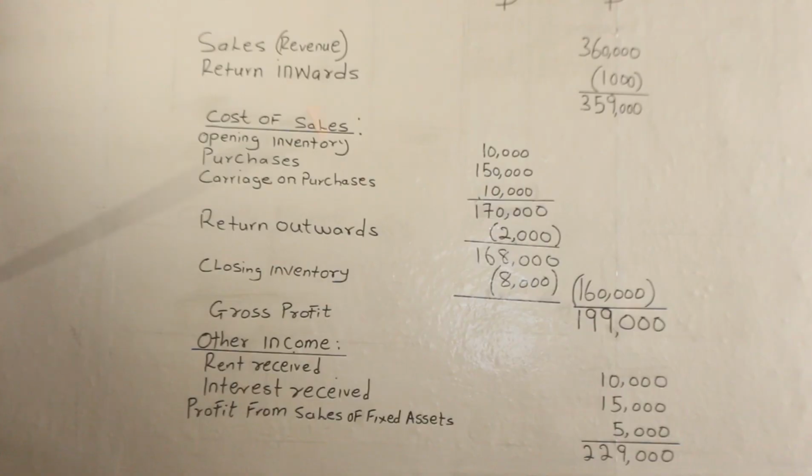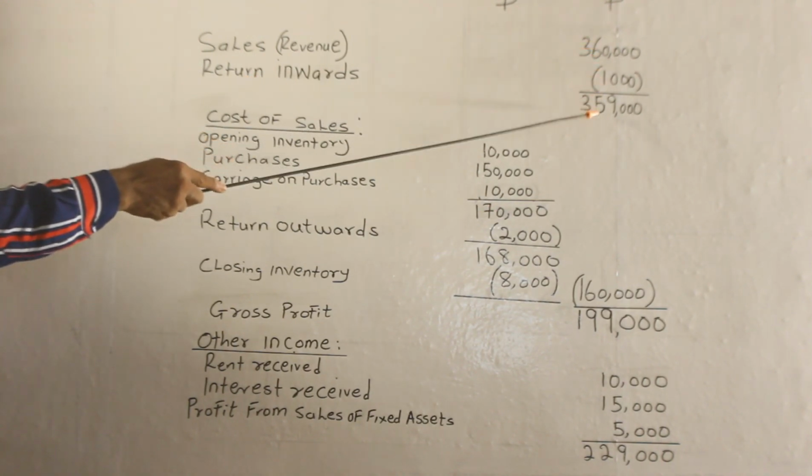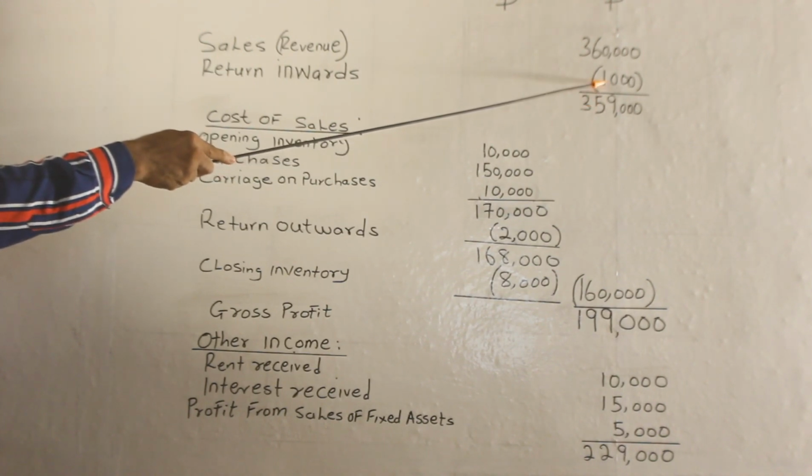For instance, it is possible that we have sales and there is no return inwards, that is sales returns. If there is no return inwards, it means that our net sales will be $360,000 because we are not going to deduct any 1,000 as sales returns.